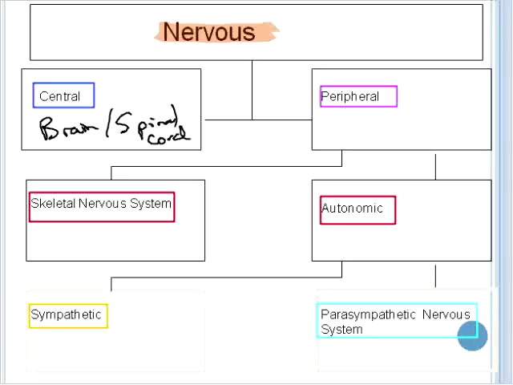The sympathetic nervous system brings us up. It speeds up body responses: increased heart rate, increased blood pressure, breathing rate increasing. Whereas the parasympathetic slows things down. Heart rate slows, blood pressure would drop back to normal, breathing would slow down.